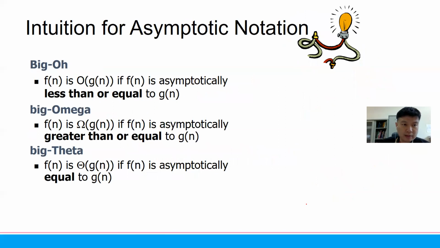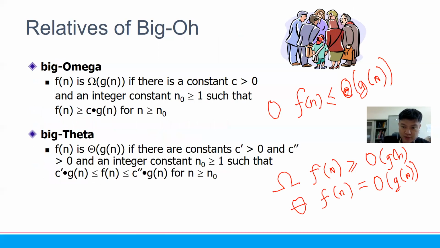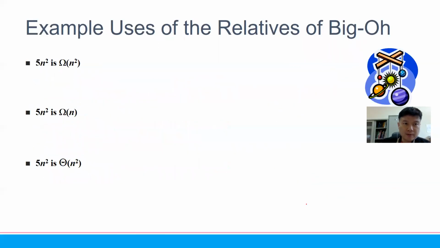So this is the simplified version. Big O is less than or equal to g(n), big omega is greater than or equal to g(n), and big theta just says that it is equal. The same as what I mentioned here. Now let's see what this one is. This is f(n). So 5n power of 2 is omega n power of 2. True or false?